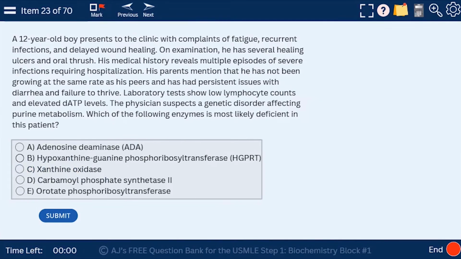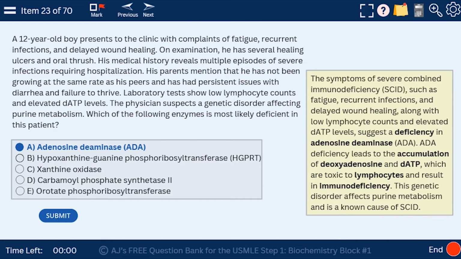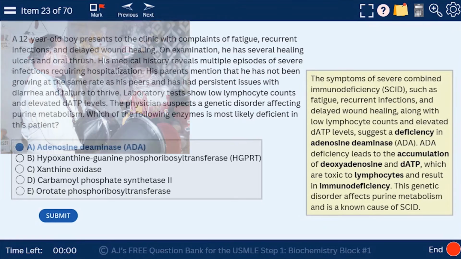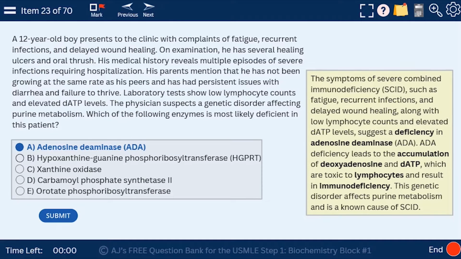doing fine. Question 23. This 12-year-old boy has delayed wound healing, lots of infections, and lab values show elevated dATP levels. This is affecting purine metabolism. This is adenosine deaminase deficiency. So of course the deficient enzyme is adenosine deaminase, which you can read about over here, that the elevated dATP is toxic to lymphocytes and results in immunodeficiency. This is the most common autosomal recessive cause of SCID.